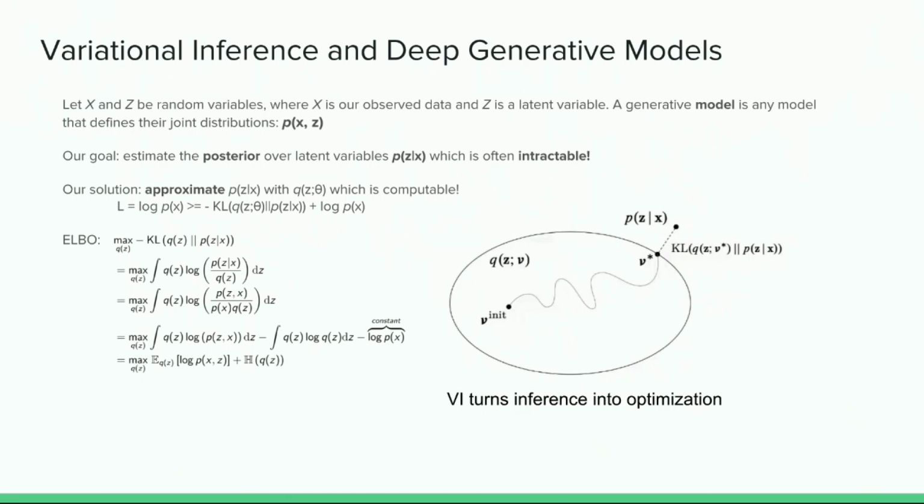So instead of maximizing the log probability, variational inference tries to maximize the evidence lower bound, which is to minimize the KL divergence between the real posterior and the approximated posterior probability. So by introducing this approximate posterior, VI turns inference into an optimization problem. Our goal is to find a q(z) that maximizes the ELBO.